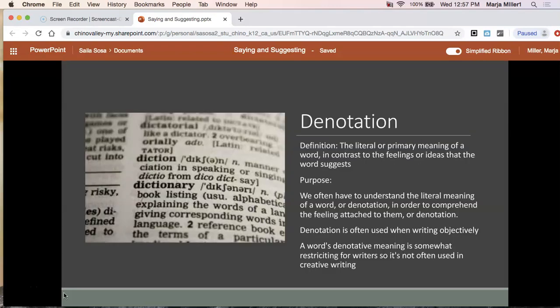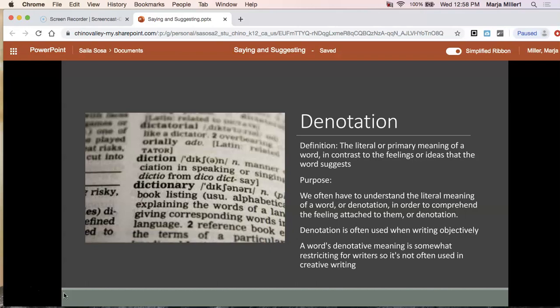First, we're going to talk about denotation. Denotation is the literal or primary meaning of a word, in contrast to the feelings or ideas that the word suggests. We have to understand the literal meaning of words before we can understand the feelings or attitudes attached to them. So denotation is the basis for connotation.